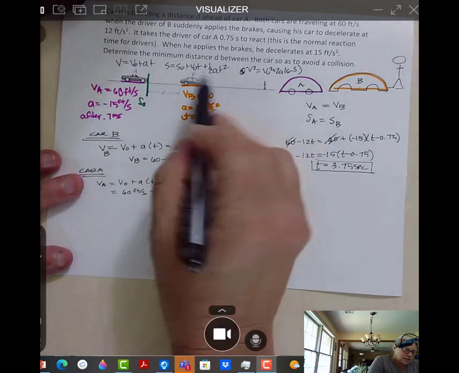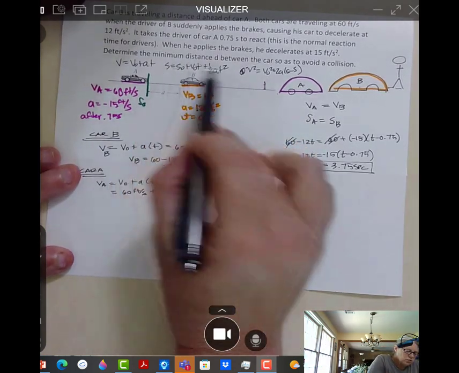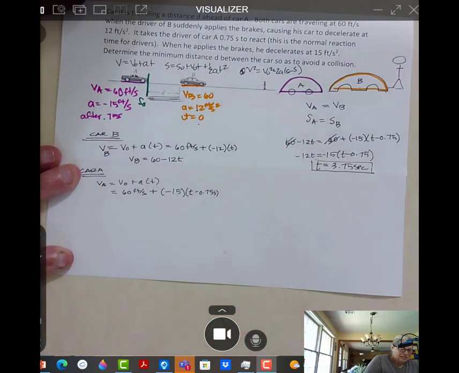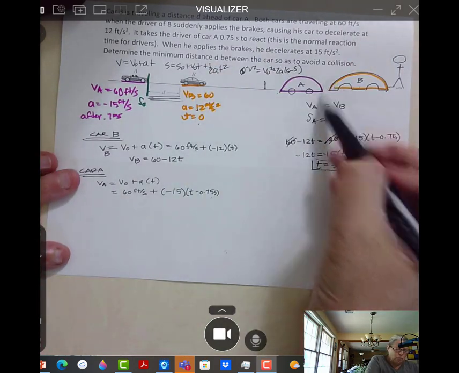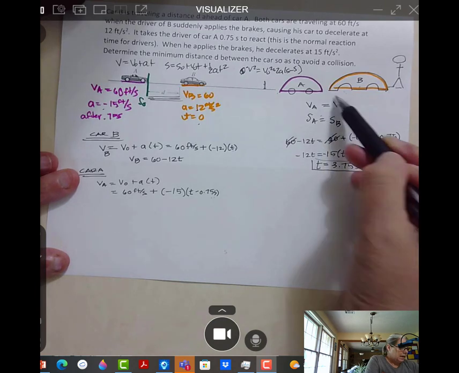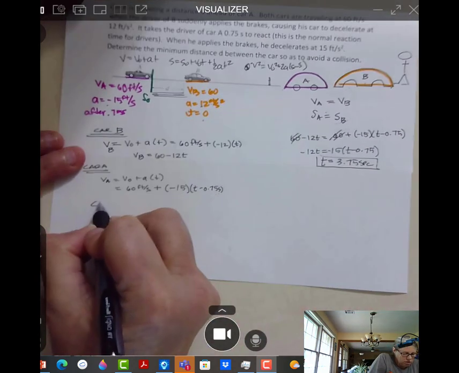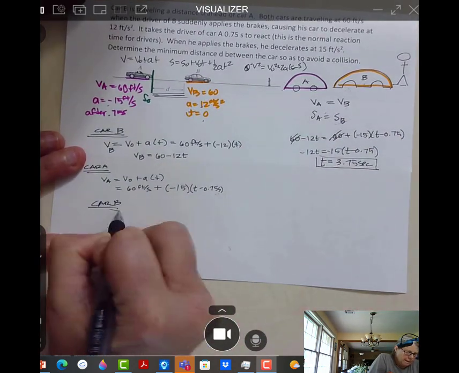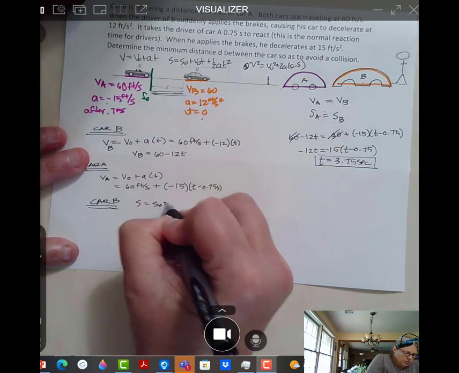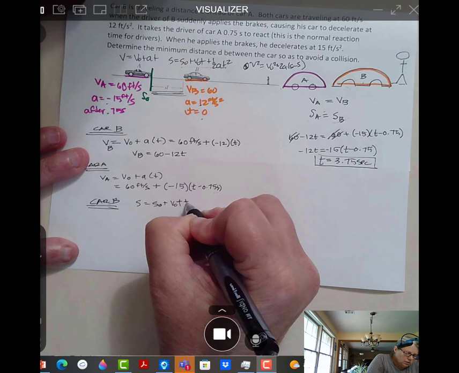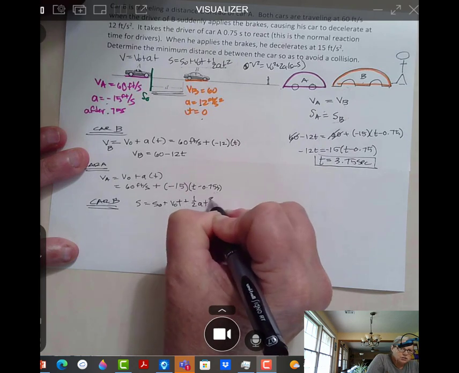So let's do the same thing and look at that positional change, because we're trying to come back and get this distance. I don't know where to start. I'm just going to start with what I can do, draw a picture and come up with some relationships. So let's look at car B again. S equals S naught plus V naught t plus 1/2 a t squared.